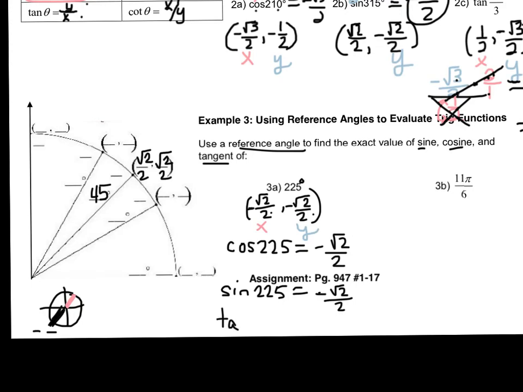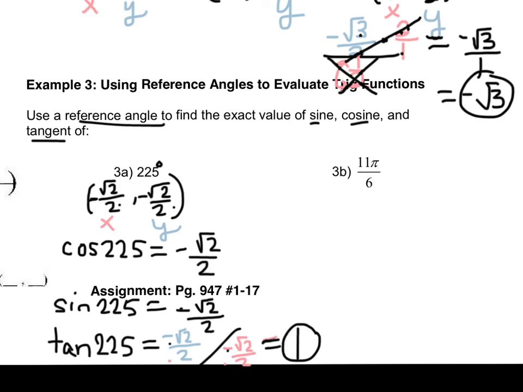And tan 225 is going to equal y over x. So I need to put the y, negative square root 2 over 2, over the x, which is also negative square root 2 over 2. So that looks crazy too. But guess what? We have the exact same thing on top and bottom, so this all simplifies to equaling 1. The negative times the negative makes it a positive 1.